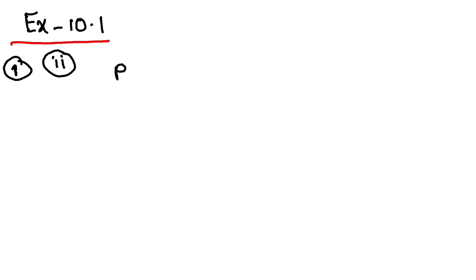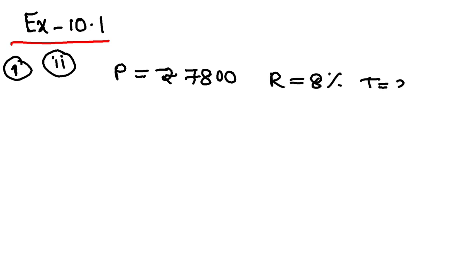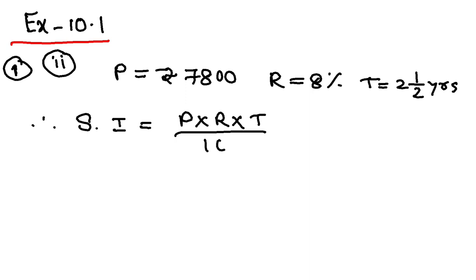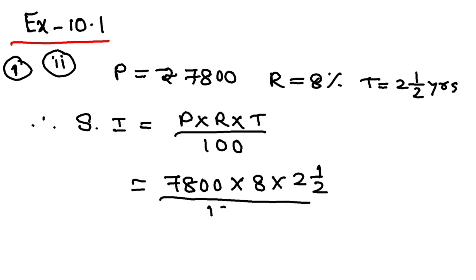So the principal is given as rupees 7,800, the rate is given as 8%, and the time is given as 2.5 years. Okay. So we already know the formula of simple interest. Simple interest is calculated as P into R into T by 100. So if I do that, I'll have 7,800 as P, R is 8, time is 2.5 by 100. Okay. So don't get scared about this 2.5 now.